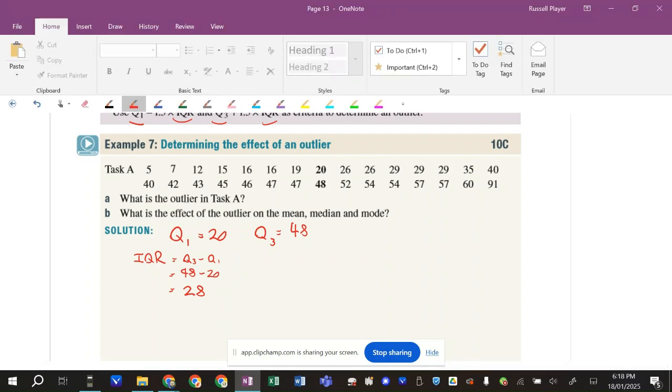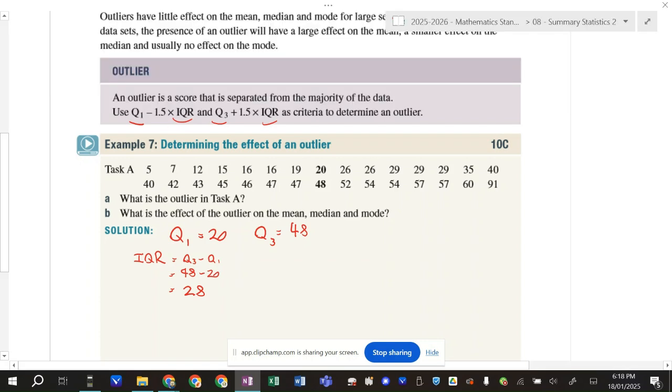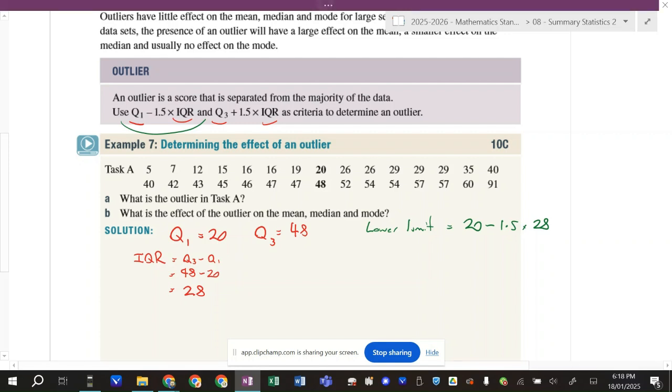I'm going to change colors. I'm going to go to green, and we'll go lower limit. So we're going to do this one for our lower limit. So Q1 is 20 minus 1.5 times 28, which is our IQR. Then we're going to do the upper limit.